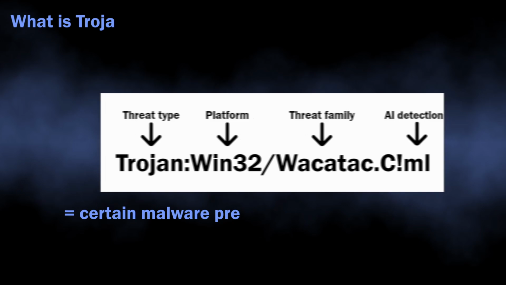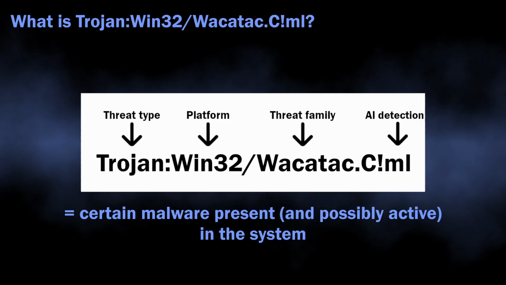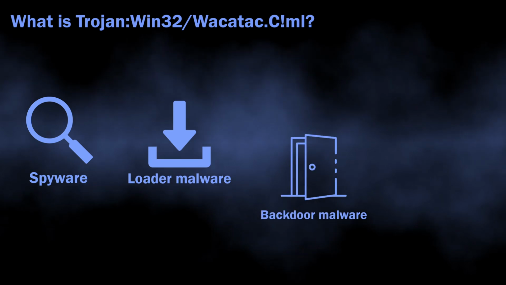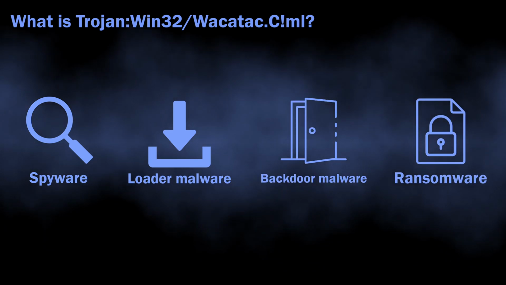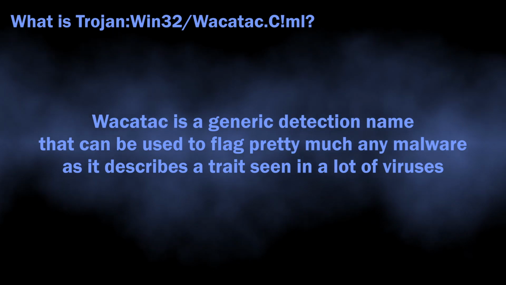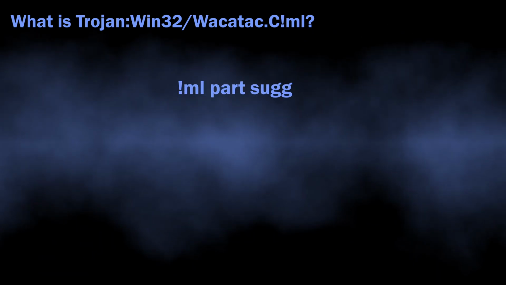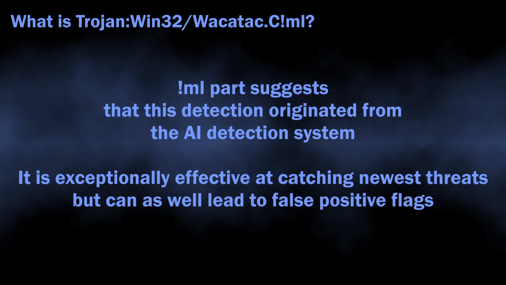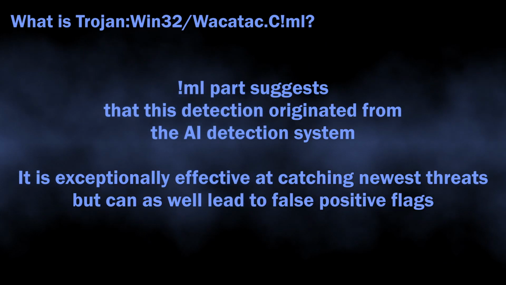In normal situations, Trojan Win32 Wacatac.C ML can flag a wide variety of malicious programs, from loaders, spyware and backdoors to ransomware. The name is totally generic. There is no big malware family that has such naming. The ML ending flags that this detection originated from the AI detection system, which means a lot for understanding whether you should worry about this detection or not.